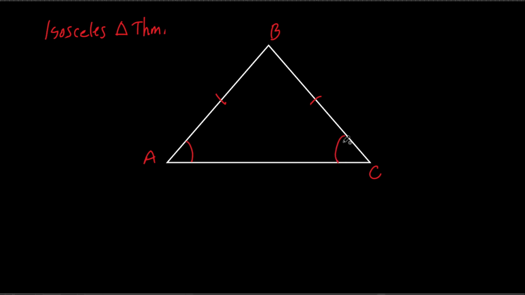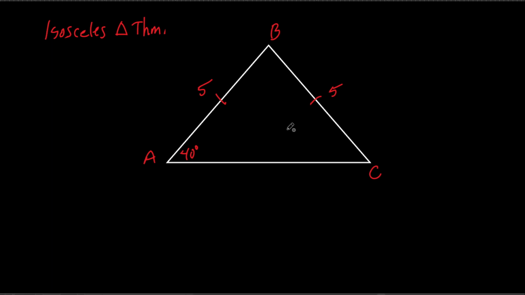Okay? So for instance, if they said that was 5, and this was 5, and this was 40 degrees. Okay? That's all the information they told you. And they asked you to find the other two angles. Find angle B, find angle C. Okay, now you'd be able to do it.